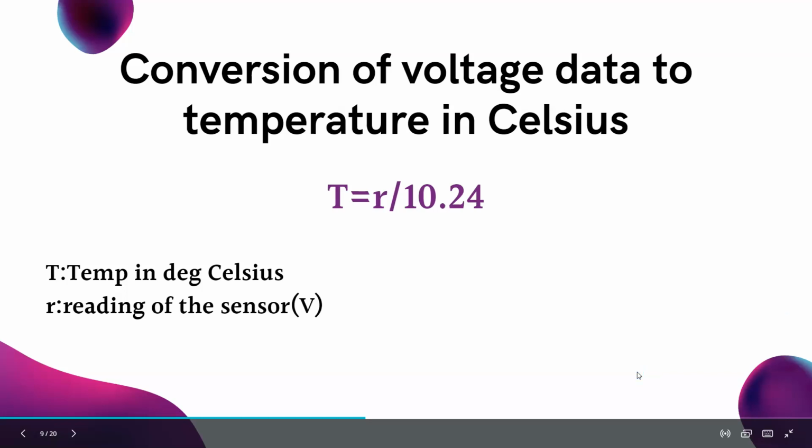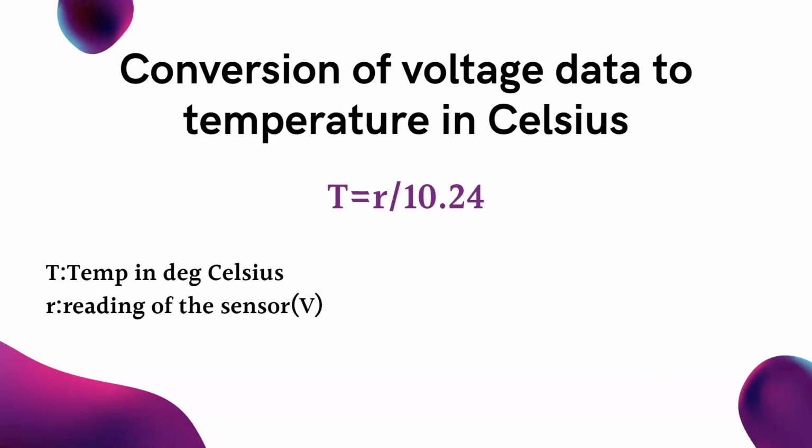Now you might be thinking that since the output that we are getting is in voltage, but we need the output in temperature because that is what we need to plot on the graph, then how is this conversion going to take place? So the conversion takes place using this formula that you can see on the screen, and that is basically T equals R by 10.24.